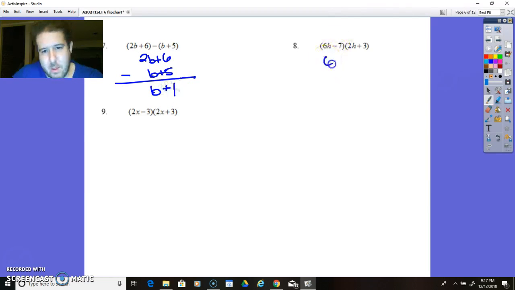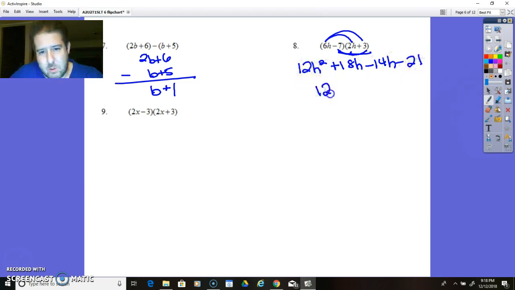There we go. 6h minus 7, and we're, oh, sorry, this is multiplication, not subtraction. Got to be careful. So that's first, outer, inner, last, just like the warm-up. 6h times 2h is 12h squared. Outer, 6h times 3 is 18h. Inners is negative 14h, and last, negative 7 times 3 is negative 21.